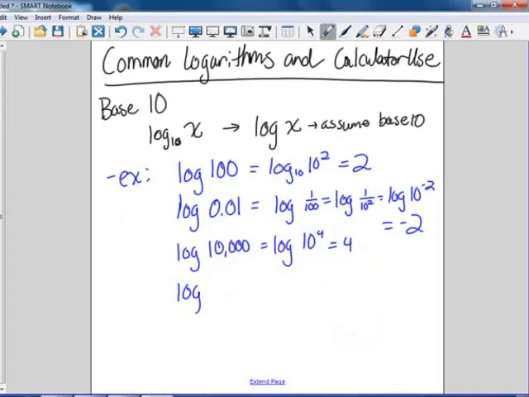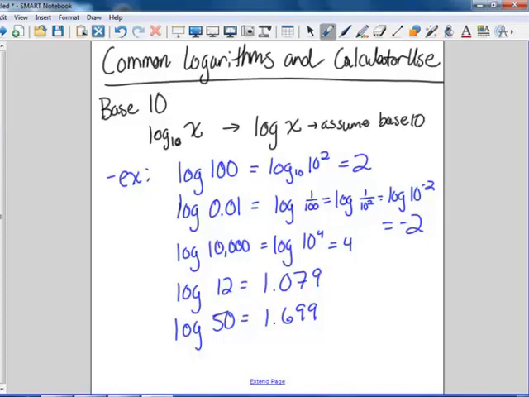How about if you punch in log 12? You should be getting something like 1.079 if we go 3 decimal places. Or how about log of 50? What should we be between? Log of 10 would be 1, log of 100 is 2. So it's still going to be between 1 and 2, but 1.699 is what it would be. So just log assumes base 10.